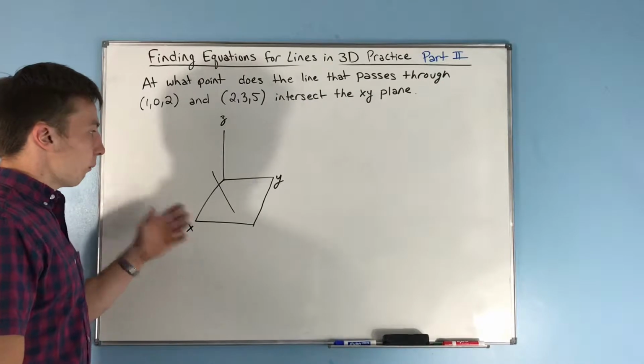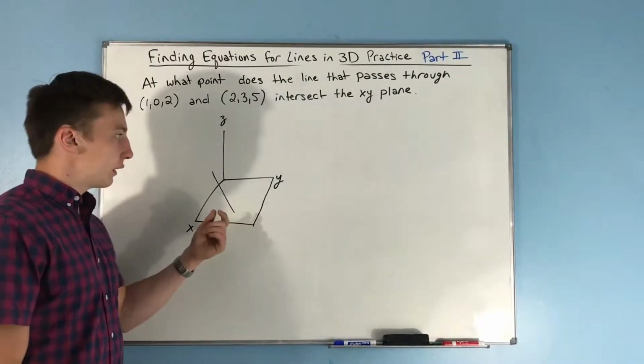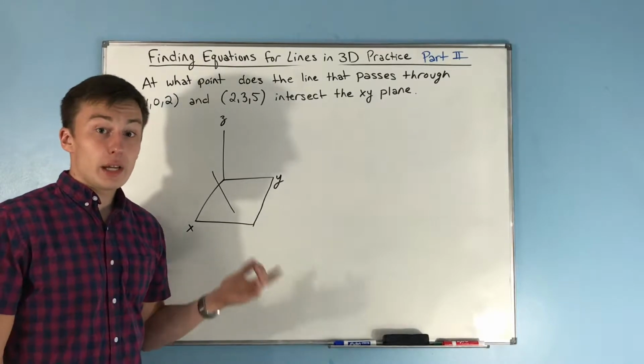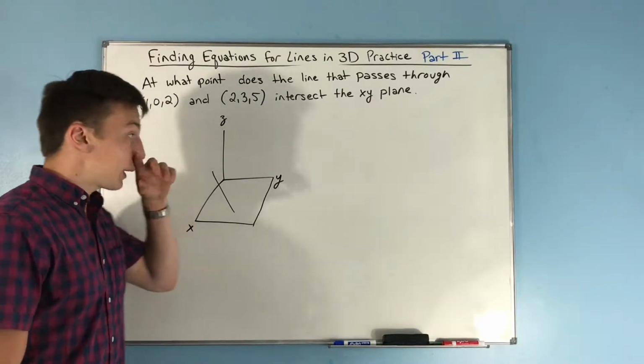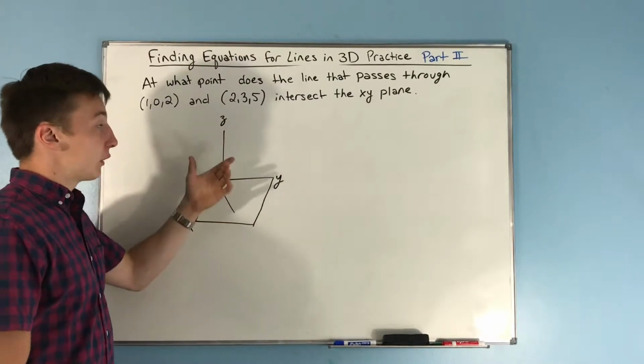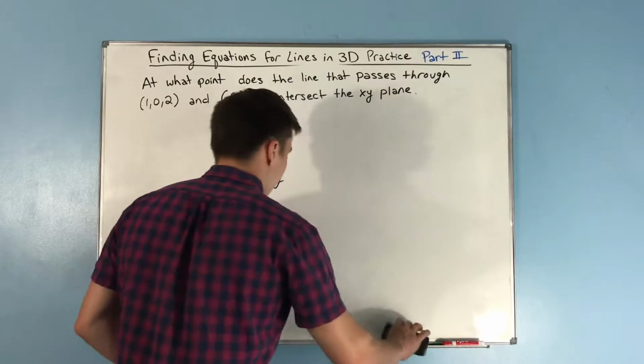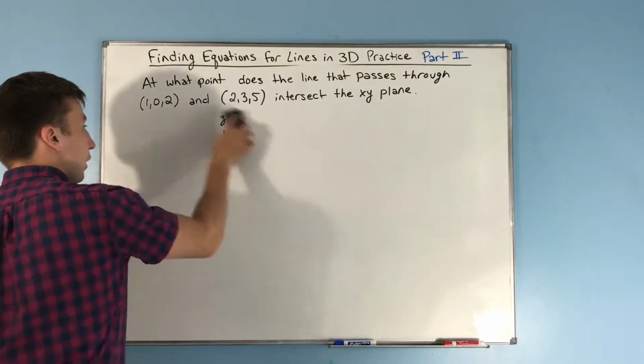And what do we know about the xy plane? Well, what is the z-coordinate on the xy plane? It's 0. So that's what we can use to find at what point the line passes through the xy plane. That's what we're going to try to do here.